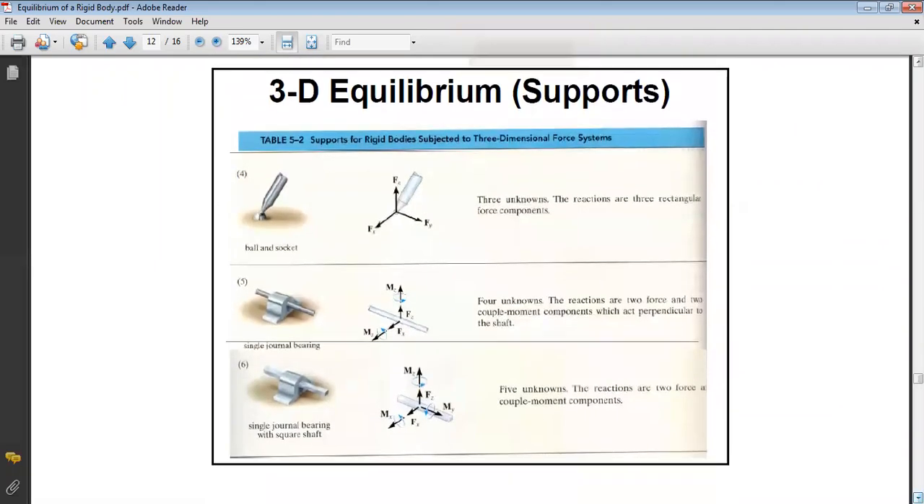Now we have these new supports of 3D. First, you have the ball and socket joint. So if they give you the name, you just need to know what type of reactions this reaction will develop. Okay. So if I tell you ball and socket, you should remember the figure, and this reaction does not permit any motion in X, Y, and Z. It allows only rotation in all directions.